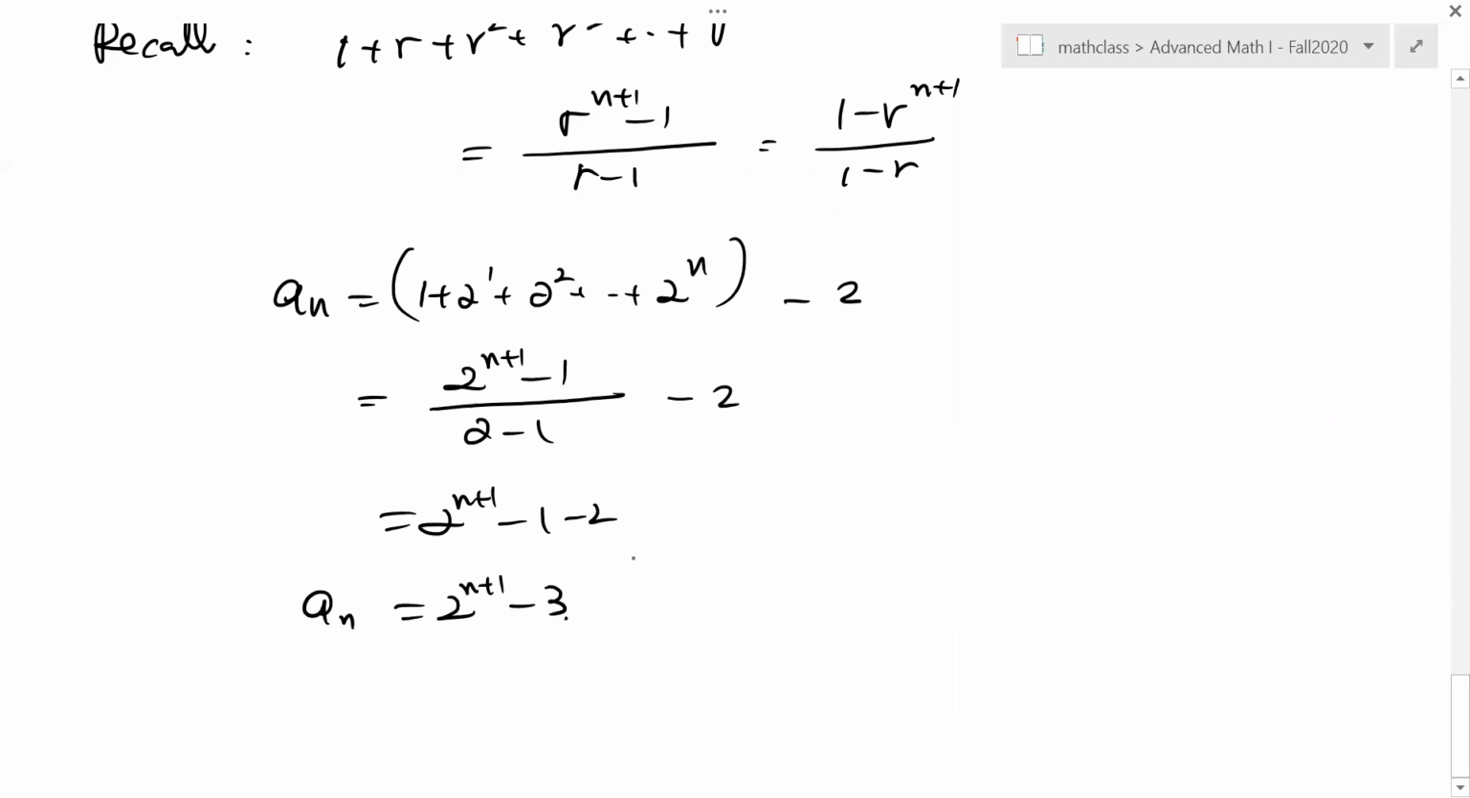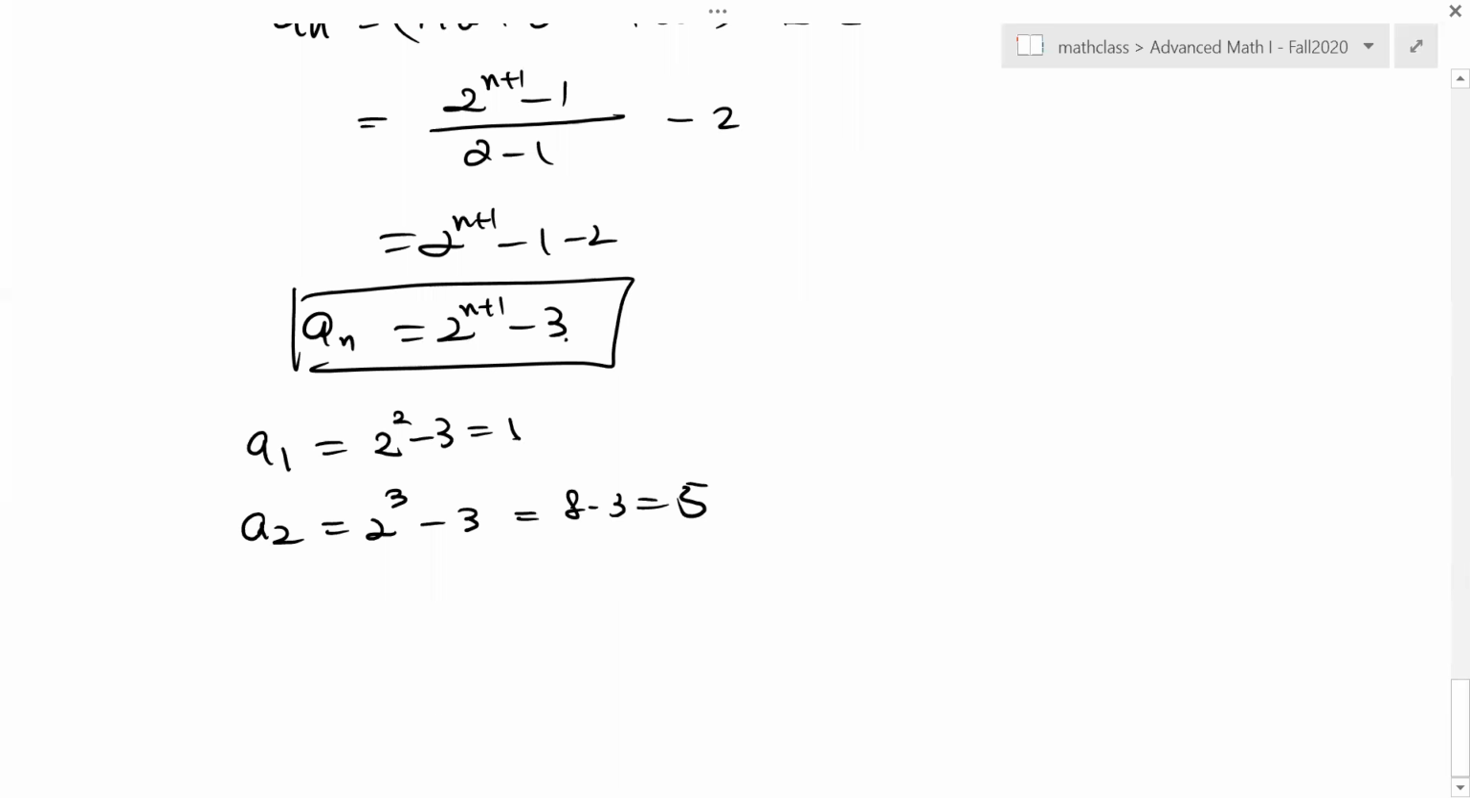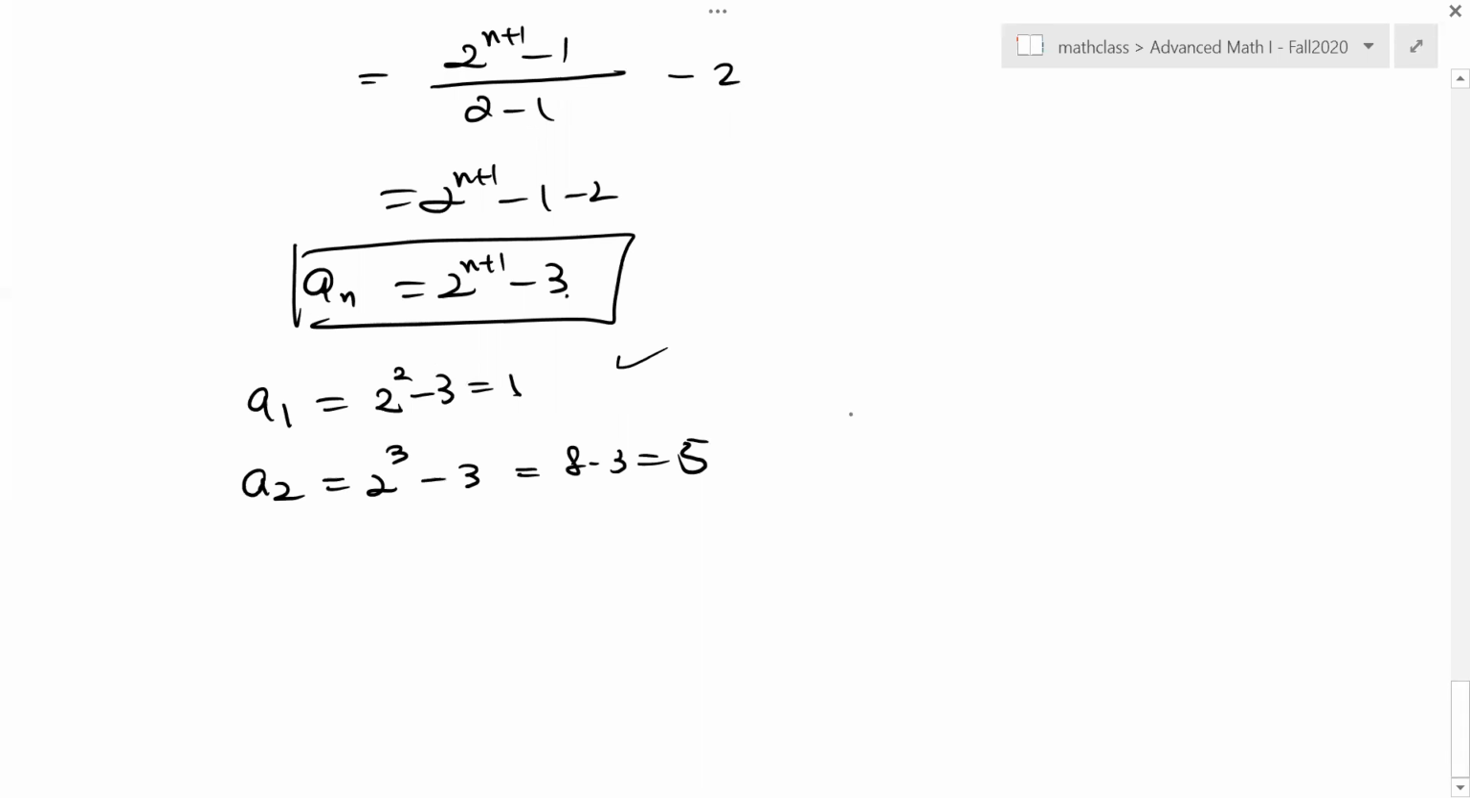Okay, so this is a formula. And then you have to double check, okay? Let's say A1 is going to be 2 squared minus 3 equals 1. A2, 2 cubed minus 3, which is 8 minus 3, is 5. Yeah, that matches. Okay, so this is the general formula. Not too bad, right?